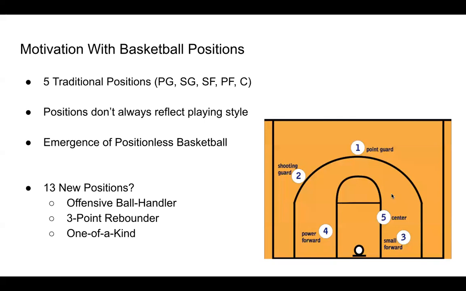So now let's talk about the motivation with basketball positions. Note that there are 5 traditional positions in basketball. There's the point guard, the shooting guard, the small forward, power forward, and the center. And the point guard archetype is a shorter, faster player that would be in the backcourt leading the plays, while the center normally defends the paint and the rim.